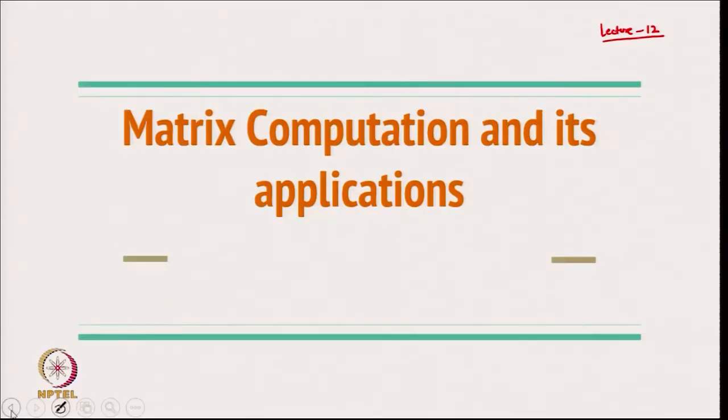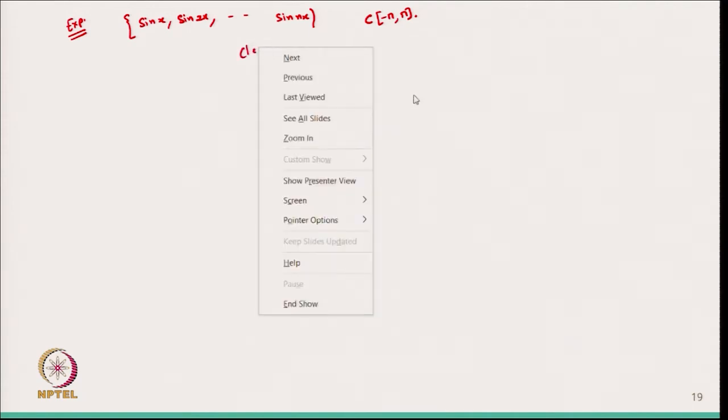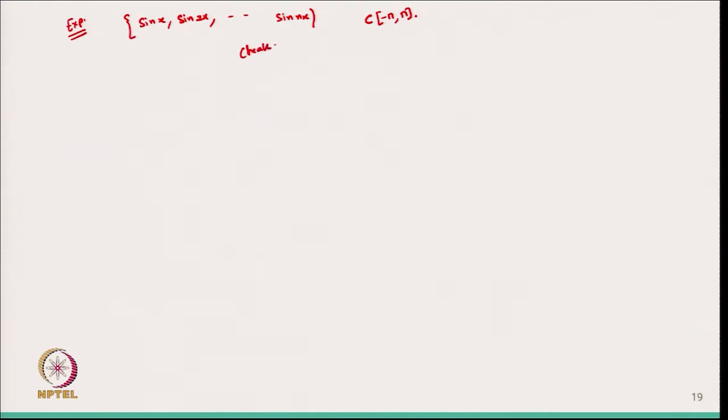So, in the previous lecture we have discussed one example. Suppose we have a set of vectors sin x, sin 2x up to sin nx, and that belongs to the space of continuous functions defined from minus pi to pi. And we want to check whether they are linearly dependent or linearly independent.